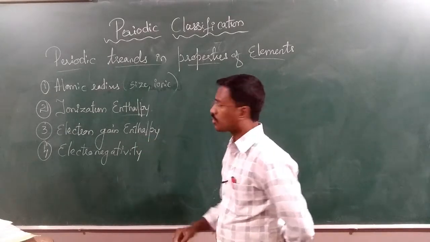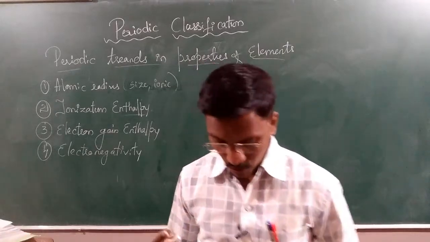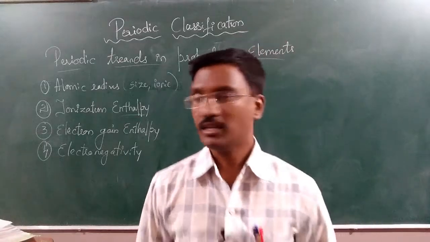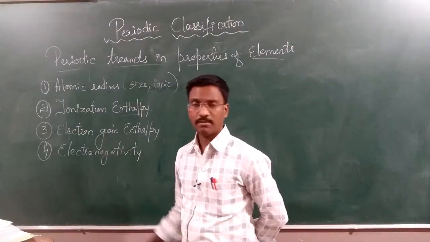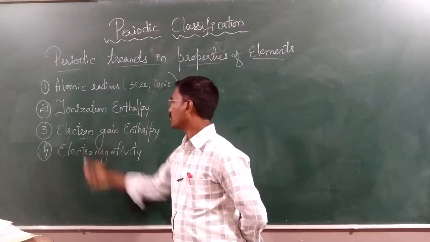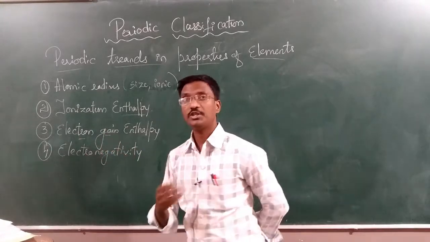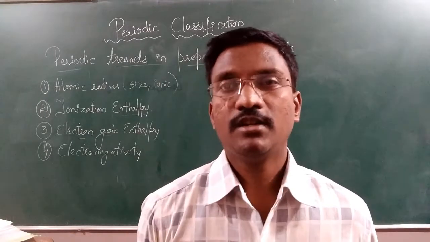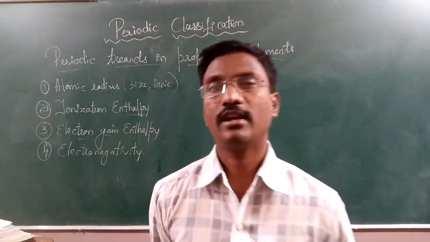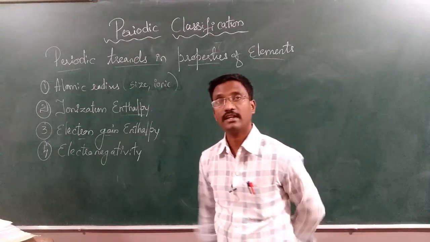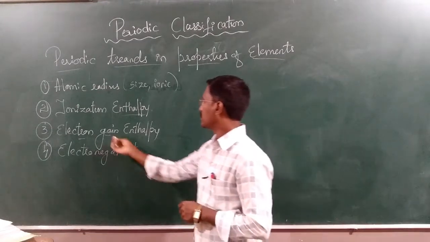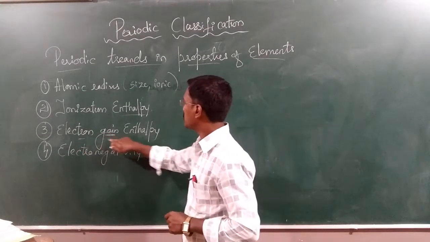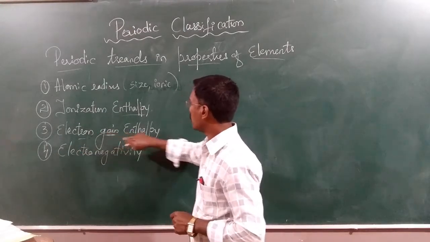Electron gain enthalpy. Electron gain enthalpy means energy required to receive the electron. That is called electron gain enthalpy. It is very simple, I will explain it in a different way. Electron gain: the element which receives electron, that is called electron gain. Which element can receive the electron, metal or non-metal? Here metals are going to lose the electron, whereas non-metals are going to receive the electron. That receiving of electron itself is called gaining the electron. Gain is nothing but receiving the electron. The element which receives the electron, that is called electron gain enthalpy.